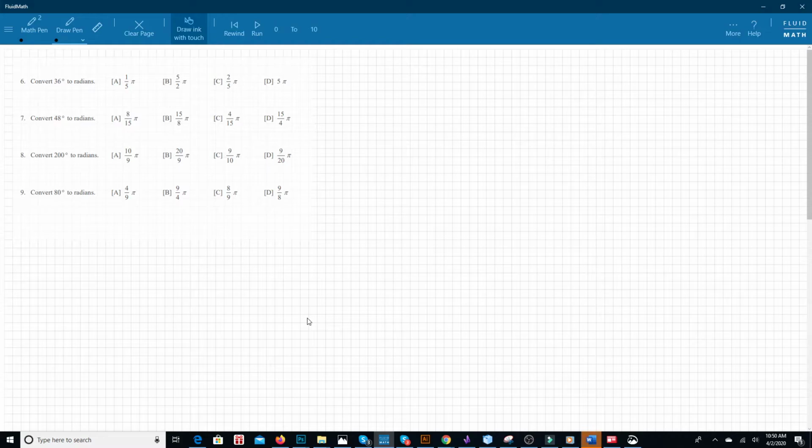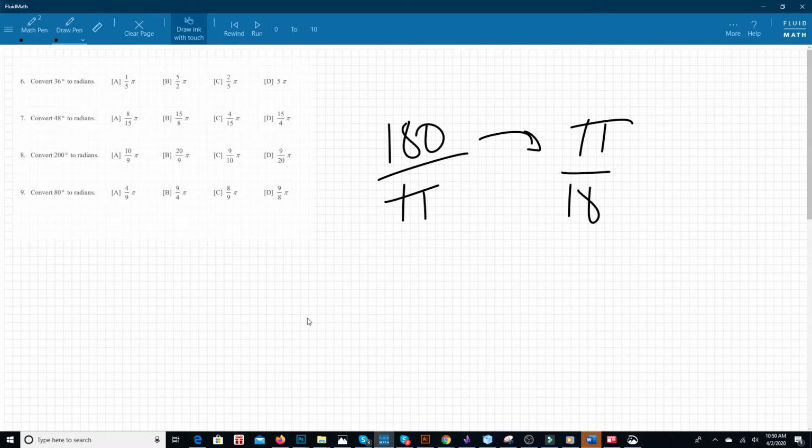So I switched the screen now. Now we're going to convert degrees to radians, which is the exact reverse. Instead of 180 over pi, this time it's going to be pi over 180. That's going to convert you back to radians. So if we're looking at the first one, 36, anyone want to give that a try? You want to convert 36 degrees into radians.